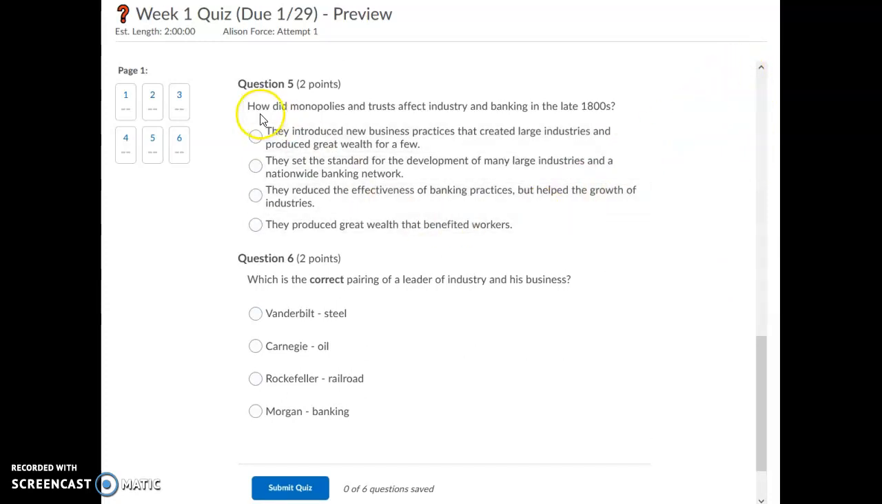Question number 5. How did monopolies and trusts affect industry and banking in the late 1800s? They introduced new business practices that created large industries and produced great wealth for a few. They set the standard for the development of many large industries and a nationwide banking network. They reduced the effectiveness of banking practices but helped the growth of industries. They produced great wealth that benefited workers.